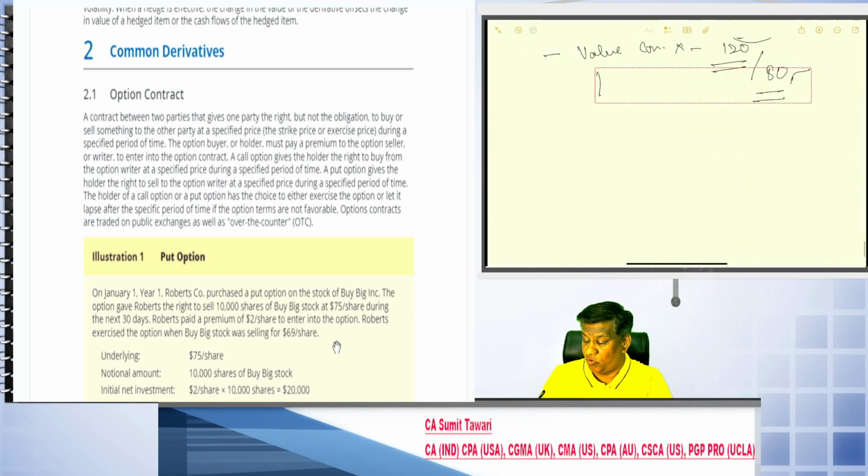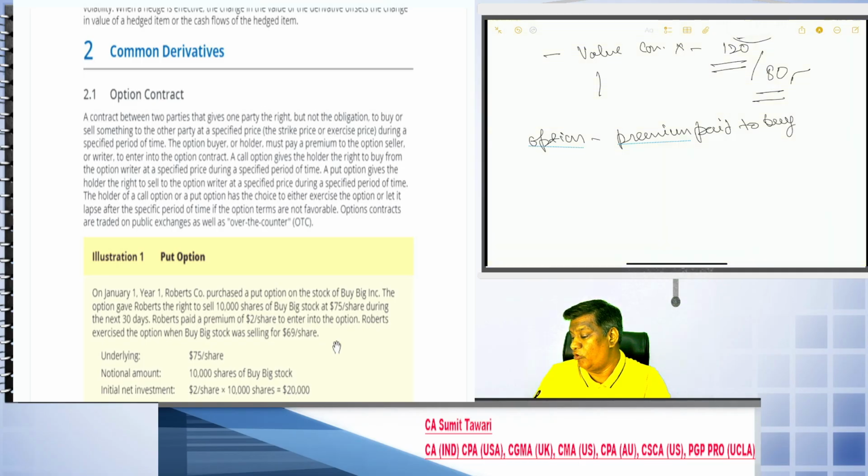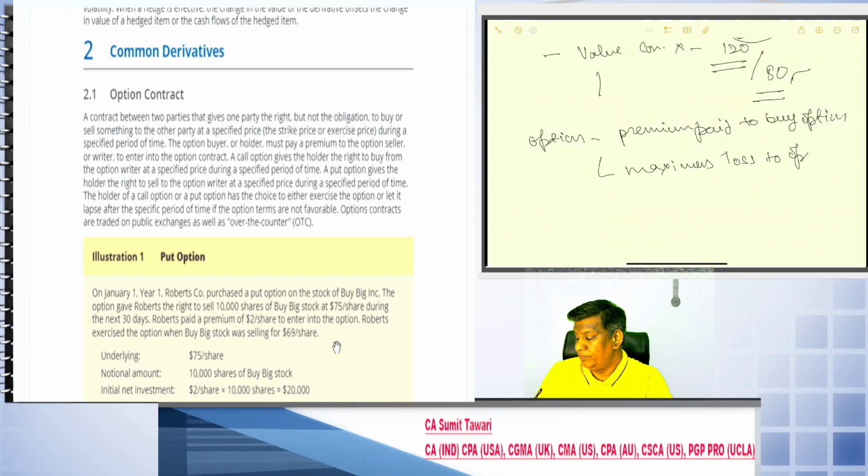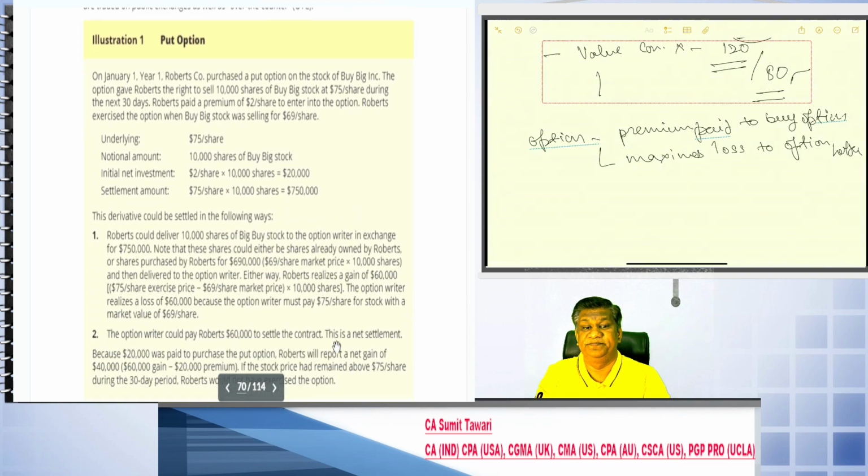So in an option, the maximum loss is always the premium paid to buy the option. That is the maximum loss for the option holder. Clear? Okay, we can see this example.